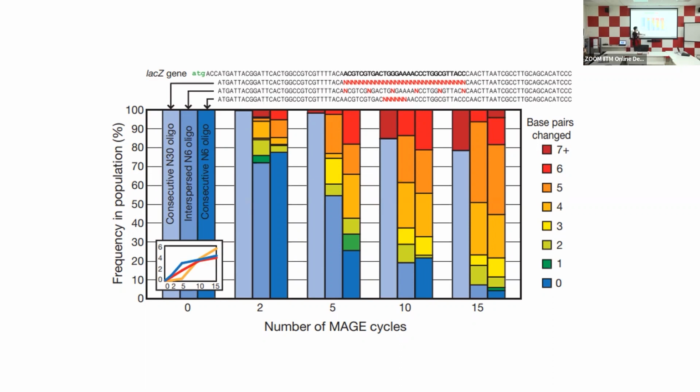So in the end, after 15 cycles, we can see that there is a huge change: almost all of the population has a change in their genome. So this is how efficient MAGE really is.